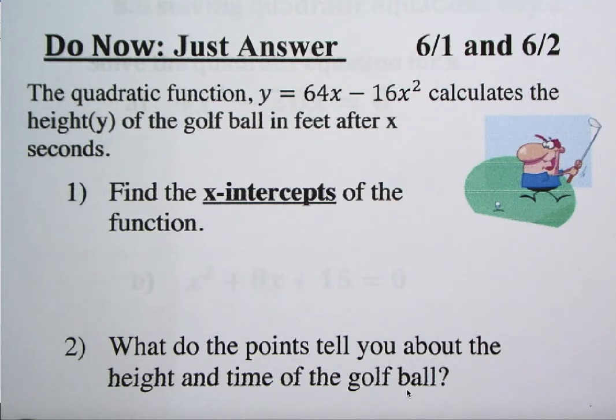So it says the quadratic function y equals 64x minus 16x squared calculates the height y of a golf ball in feet after x seconds. We should now know that gravity works, where everything you throw up comes back down, a quadratic function. You'll study it more in 10th grade when you take physics.